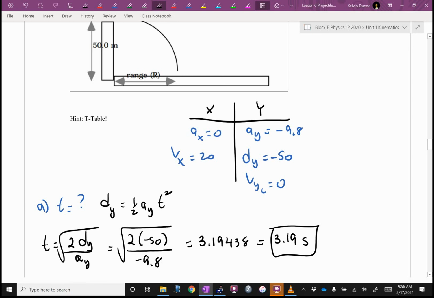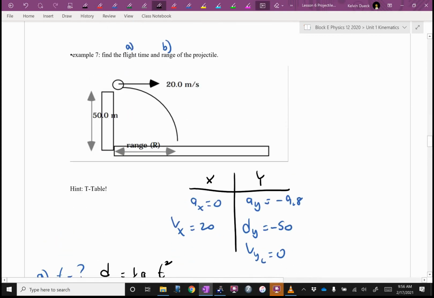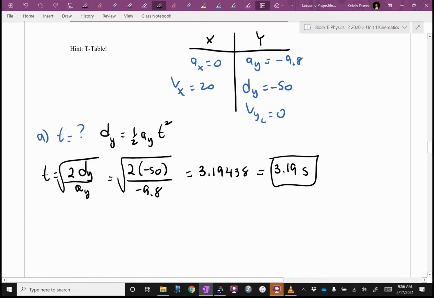What does part B want me to find? What's the second thing it wanted me to find? The range. What did you say? I've got to be fussy. How far it travels is way too vague. How far it travels what? The range is a dx. Part B wants me to find dx.